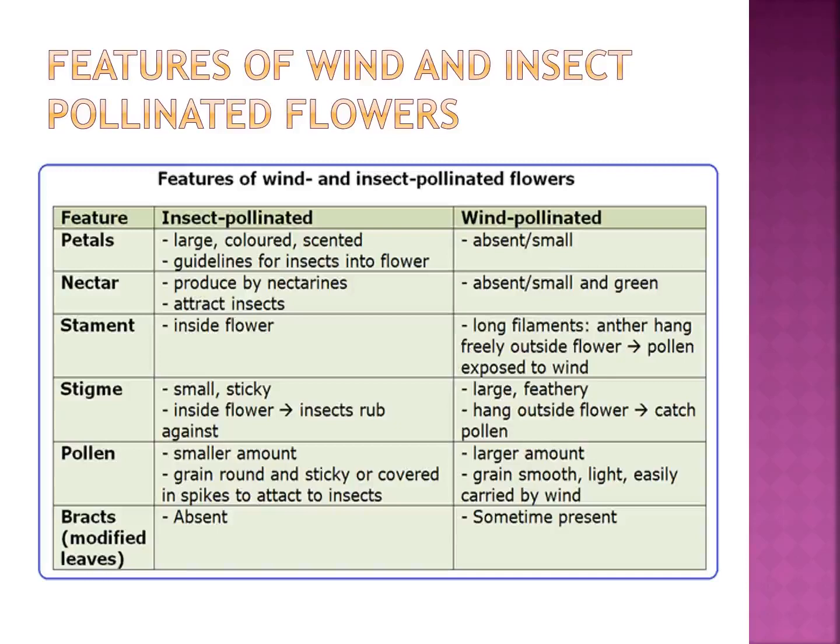Then bracts, modified leaves. So some plants have modified leaves in different parts, or they are absent. Sometimes they are present. So these are all different characters present in the flowers, and the insect is very important for this role. Next one.